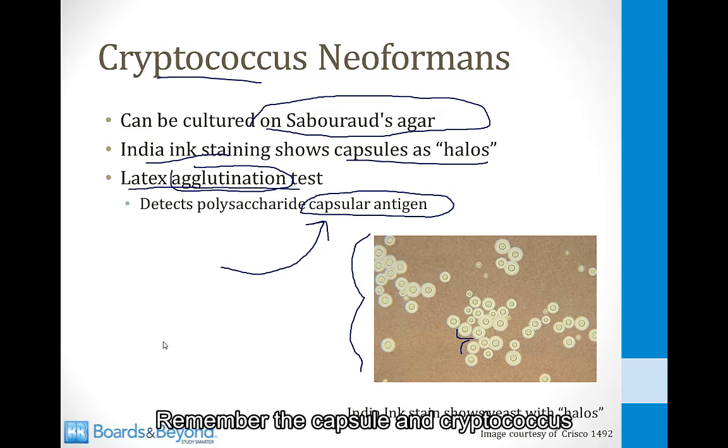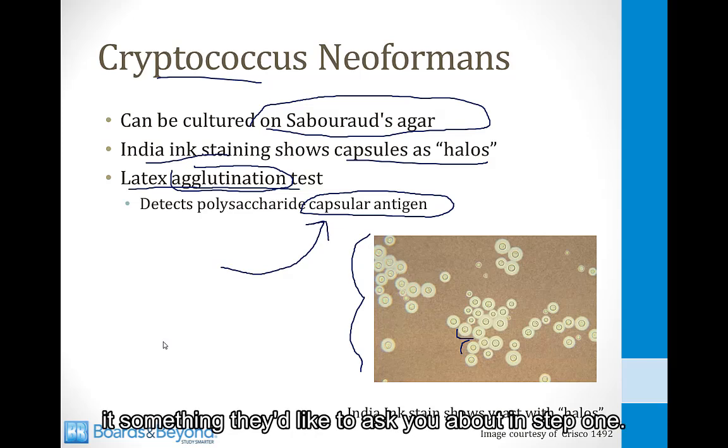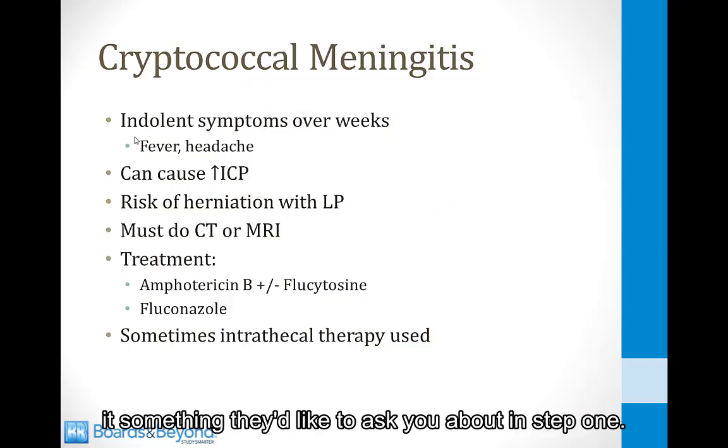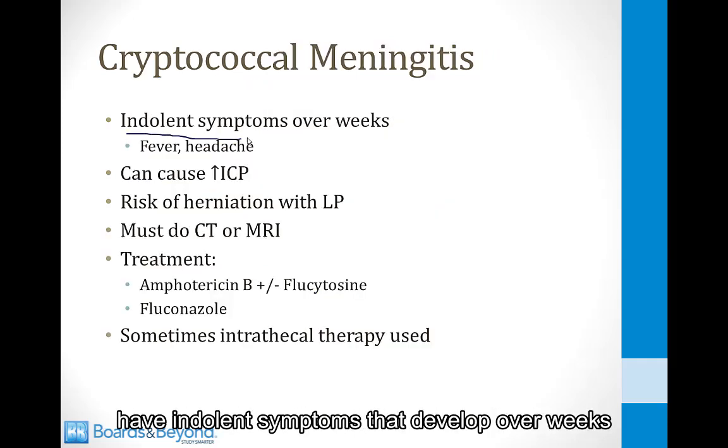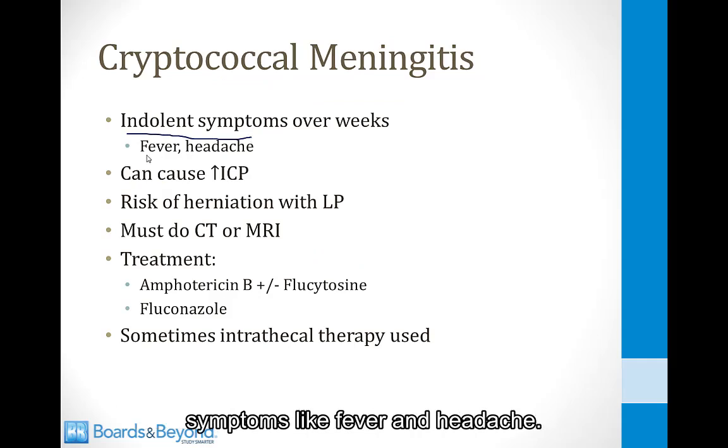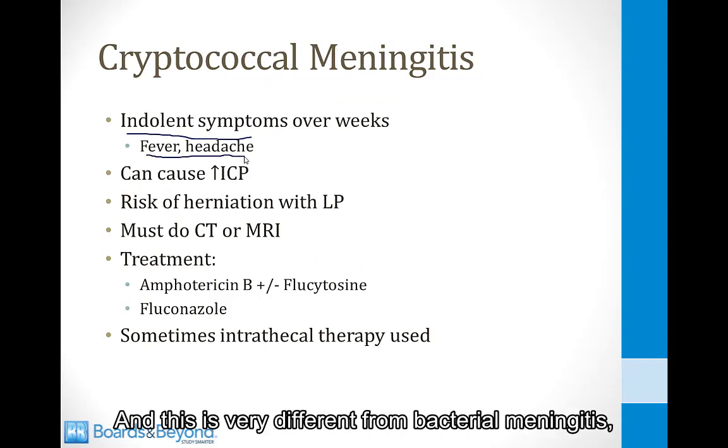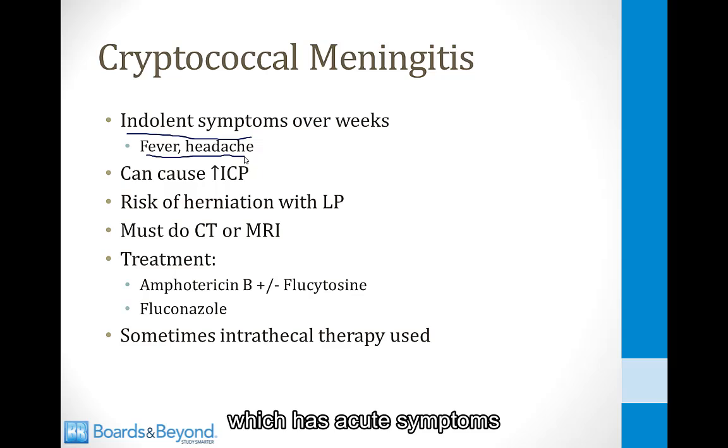Remember, the capsule in Cryptococcus is very high yield to know about. It's something they like to ask you about on Step 1. Patients with cryptococcal meningitis have indolent symptoms that develop over weeks, symptoms like fever and headache. And this is very different from bacterial meningitis, which has acute symptoms that develop rapidly over a few days.